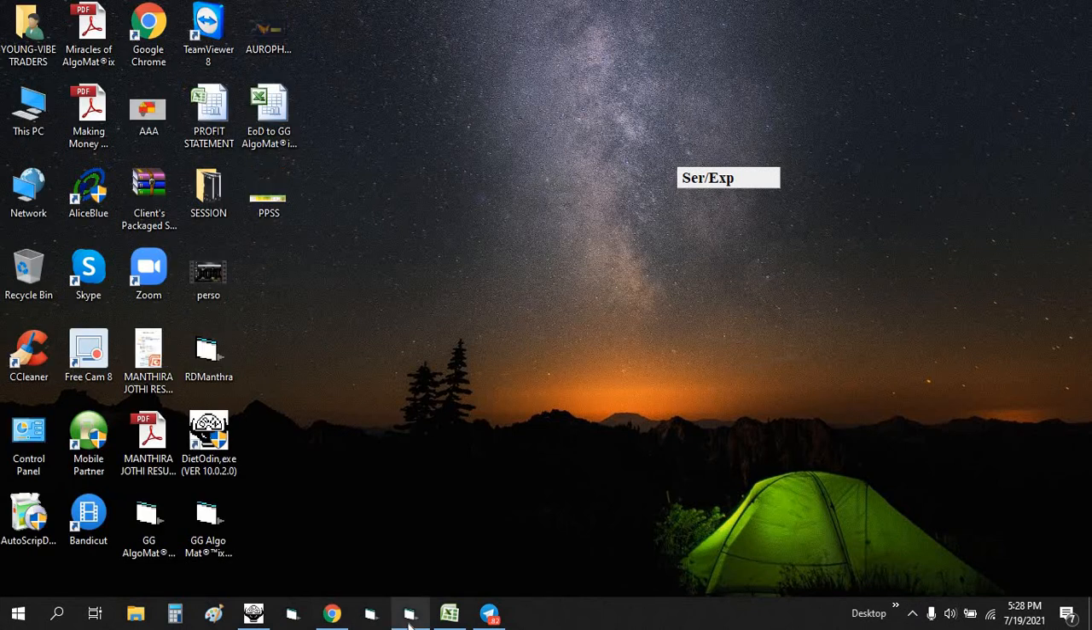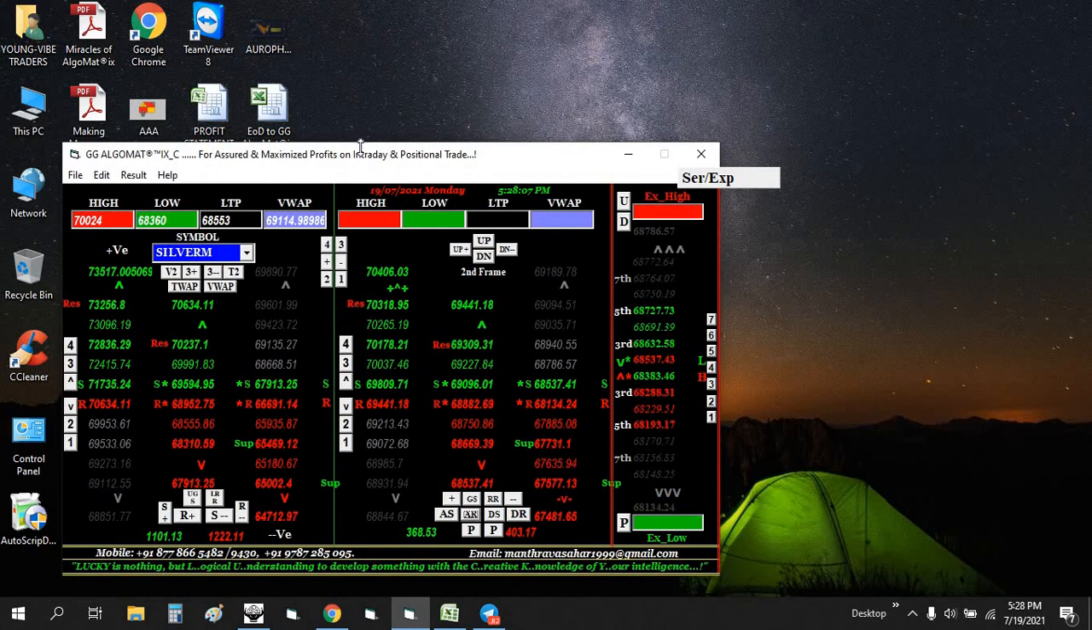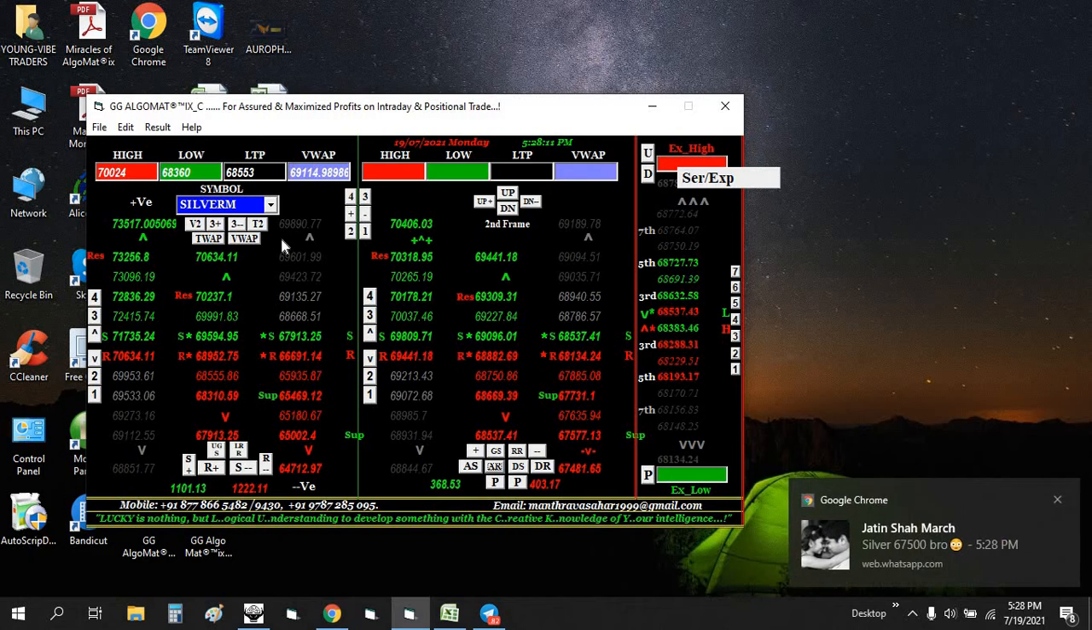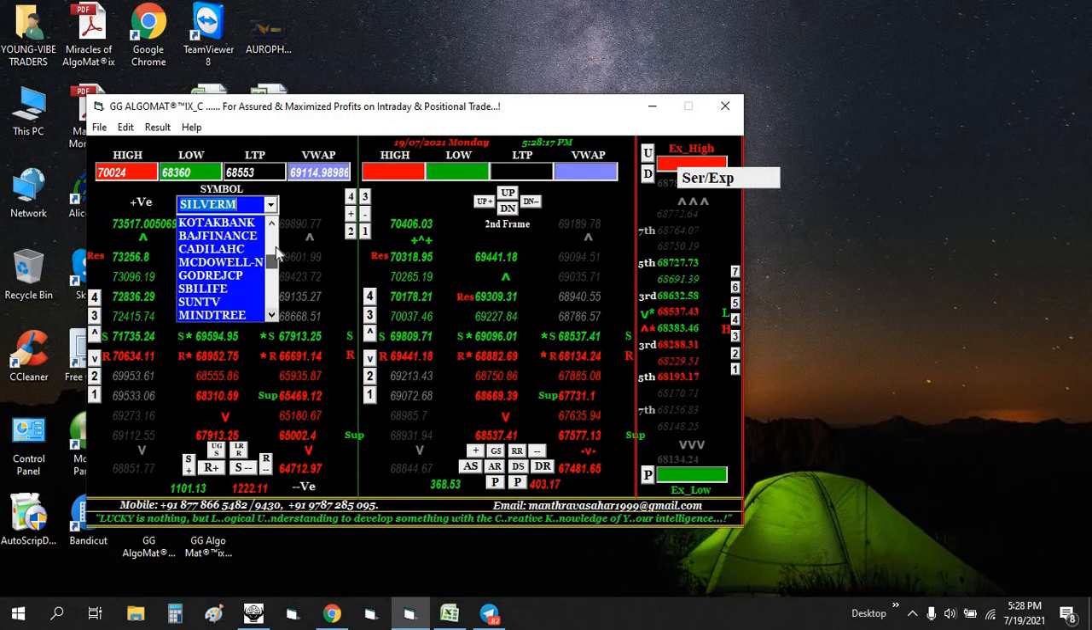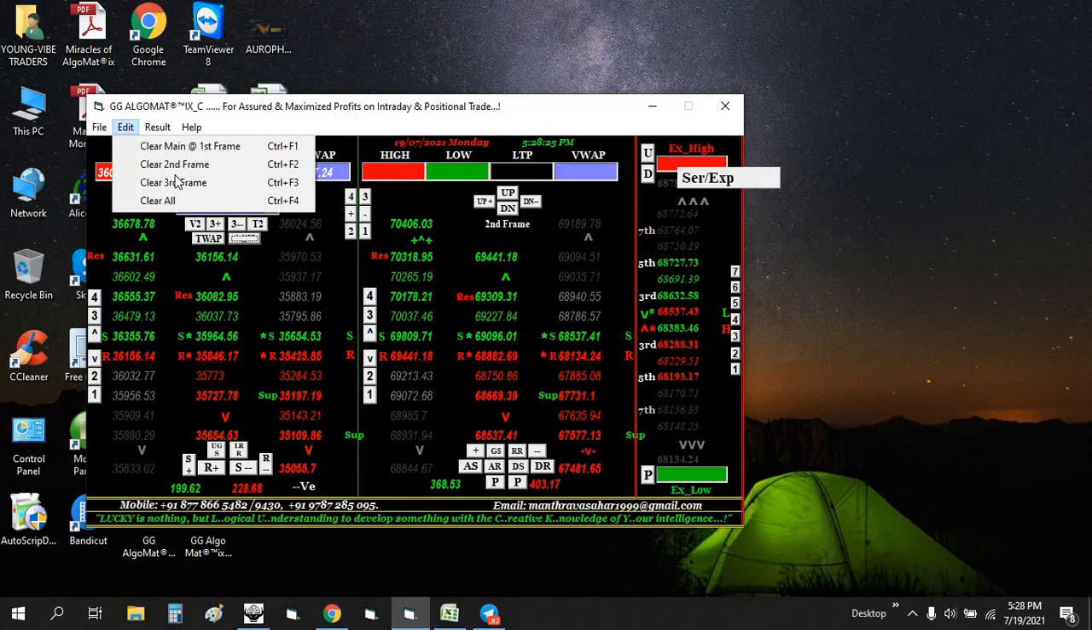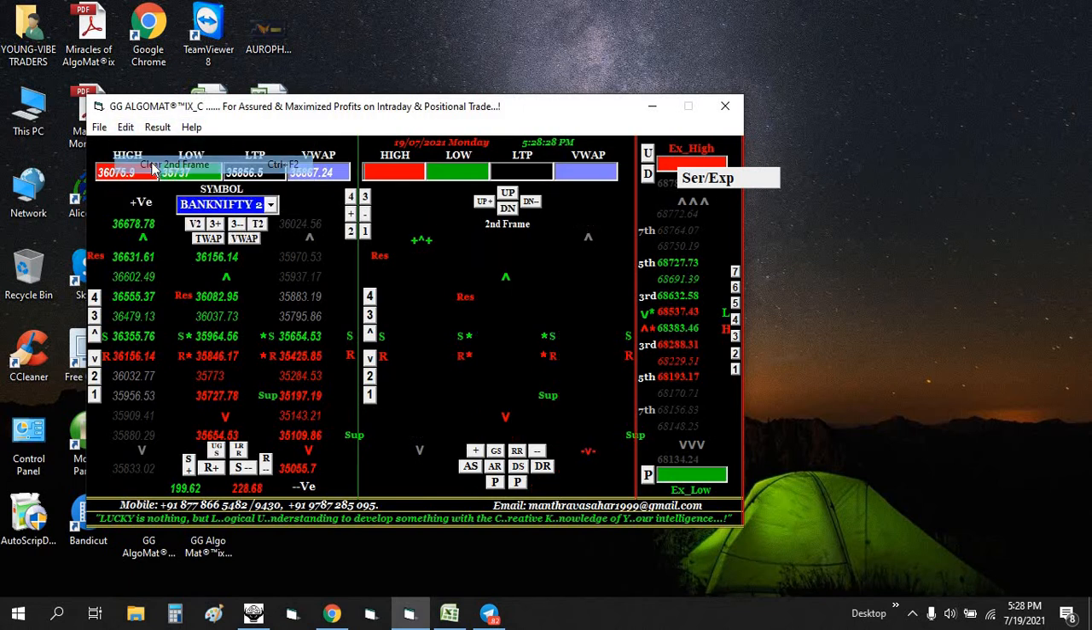Today I have generated a Bank Nifty call, so let me explain the Bank Nifty call. Currently we are in a position on a Silver call, so I will explain that also. Let me go to Bank Nifty. Okay, so this is the Bank Nifty data.